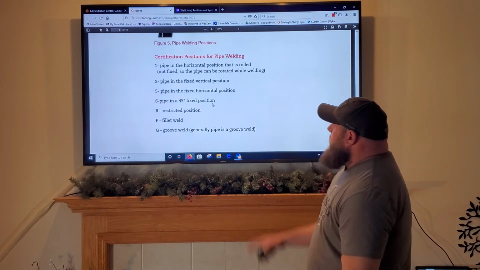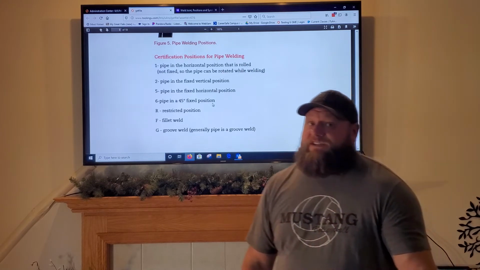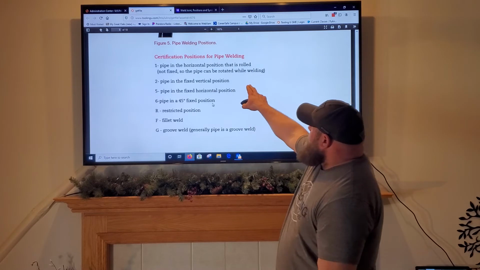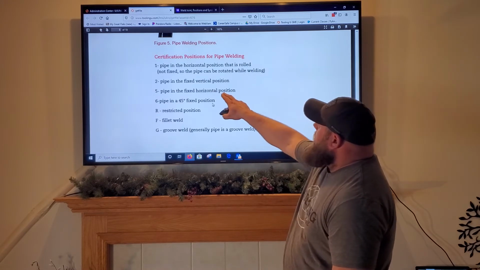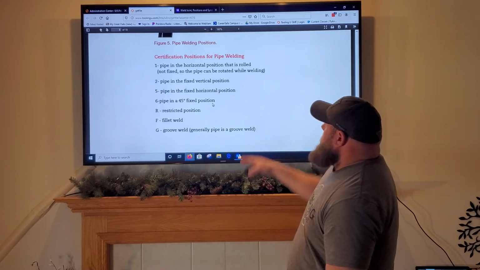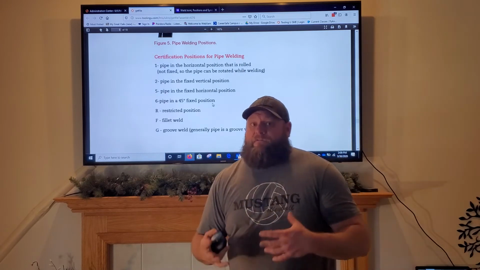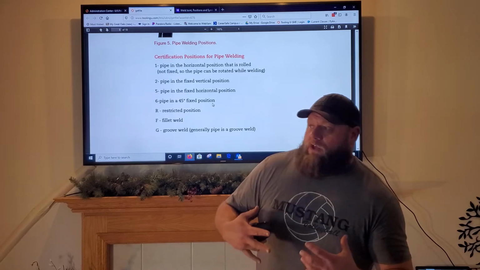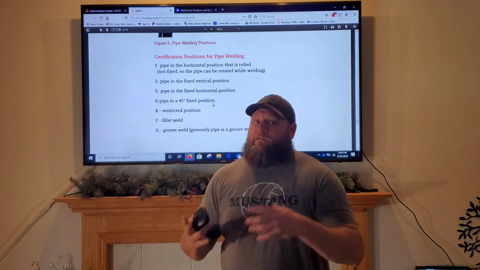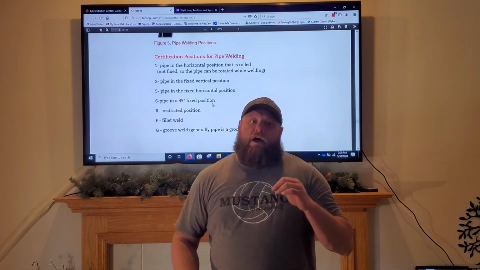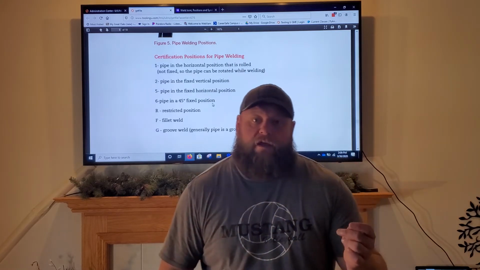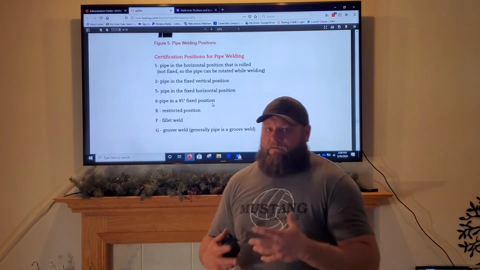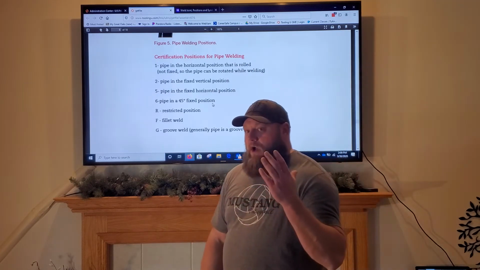Certification positions for pipe welding. They're pretty easy and still very similar to what we had with plate. 1, pipe is in a horizontal position that is rolled, not fixed. So the pipe can be rotated while welding. Then you're going to have what's called fixed or restricted, and the letter R would follow, like let's say 6G R would mean that the 6G position is a restricted or locked down position.